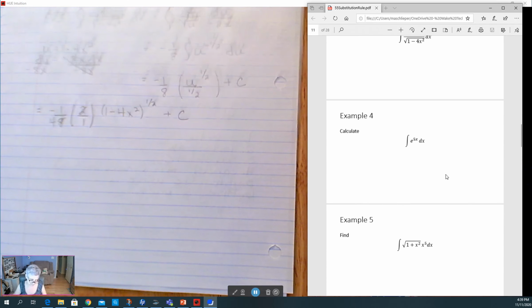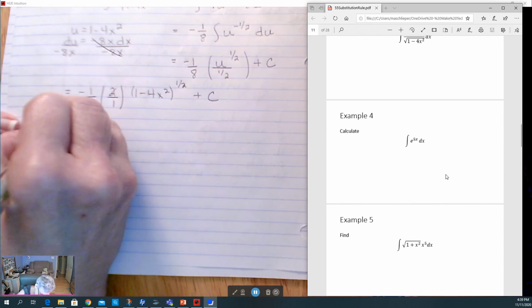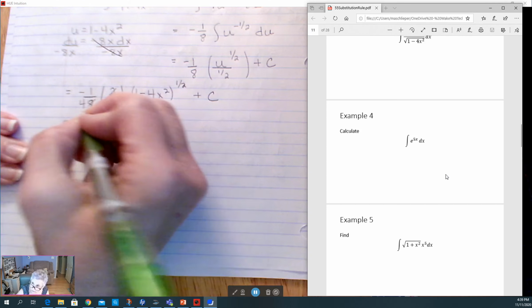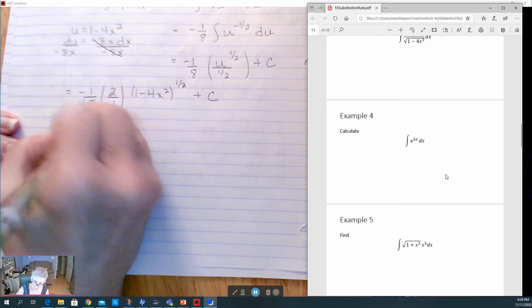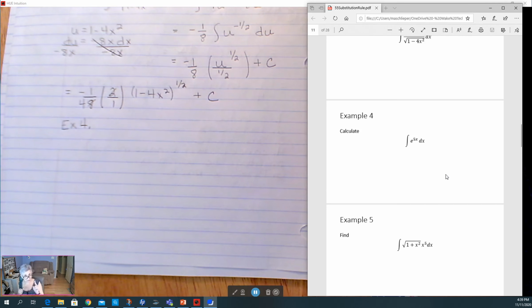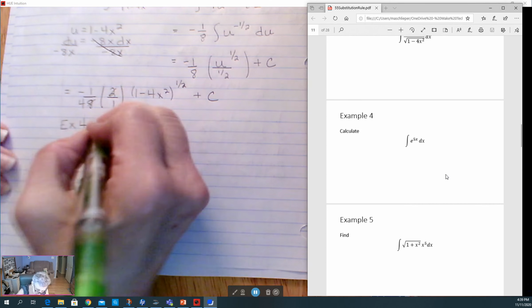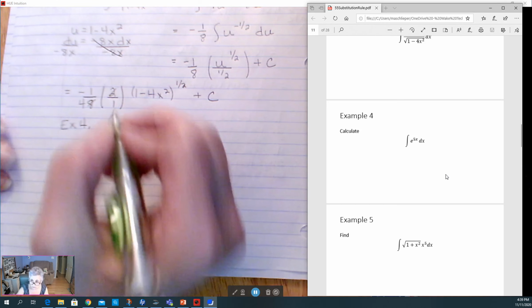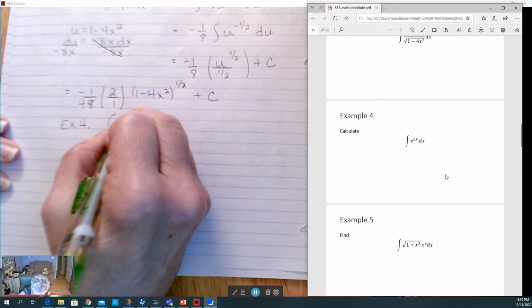More examples. Example 4, this looks a little different. We have an exponential. There's no big set of parentheses. But remember, when we took derivative of e raised to something, it was e raised to something times the derivative of the something. So let's let u be equal to the exponent function.